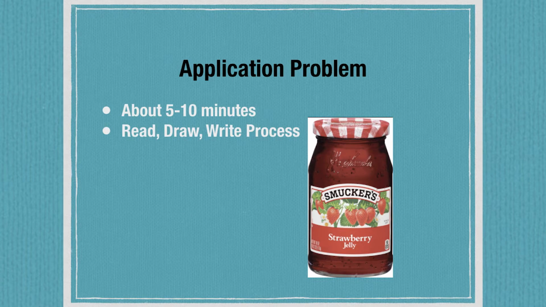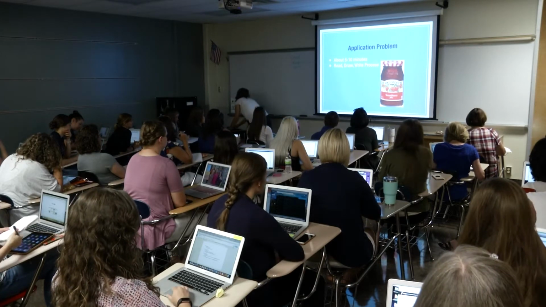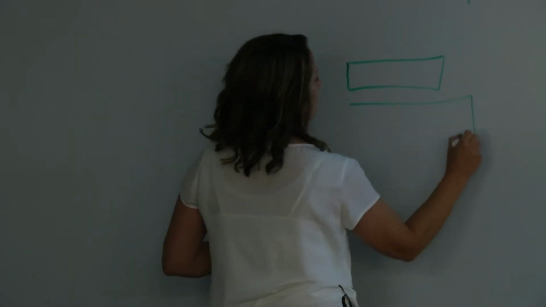Okay, the application problem. This is a short little segment of the lesson. There's 1 problem for each lesson, and there's a process that Engage uses called the read, draw, write process. What that means is you read the problem, you draw out the problem, and then you write. Engage uses a lot of tape diagrams and number bonds. I'm not sure if we're familiar with those, so I'm going to just draw a tape diagram.